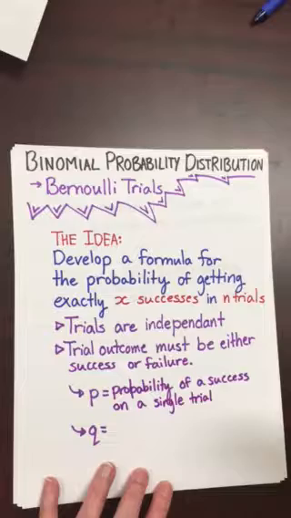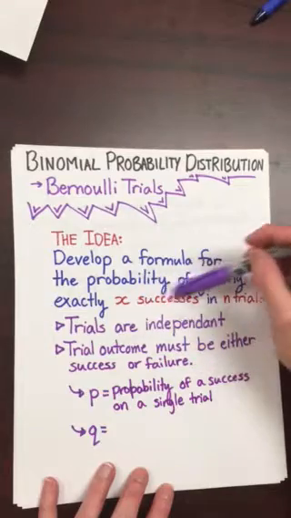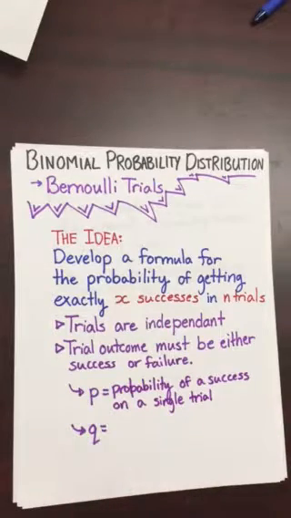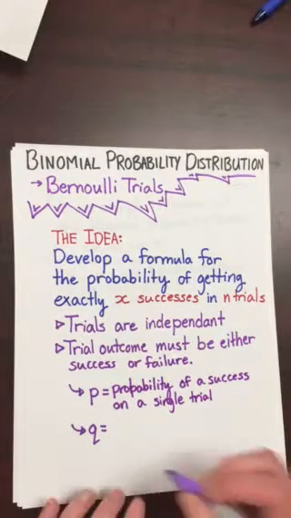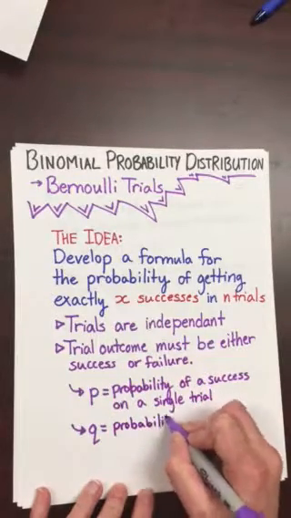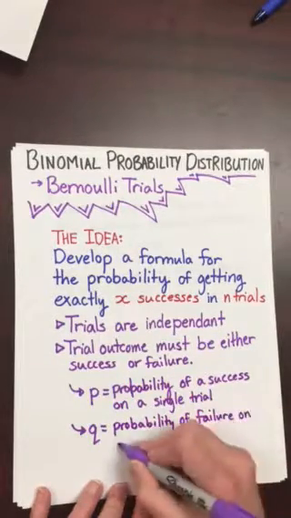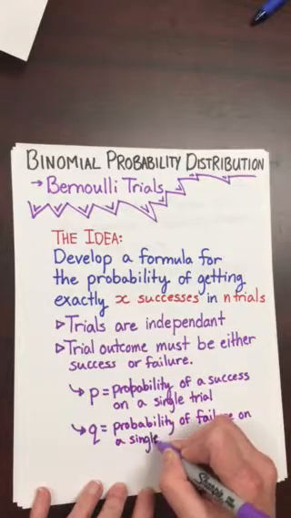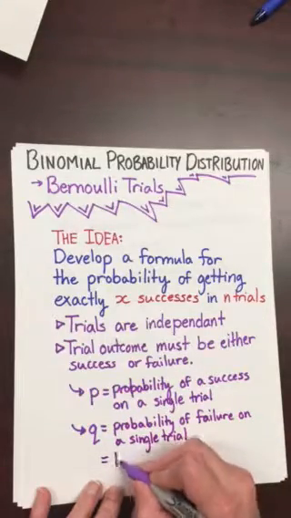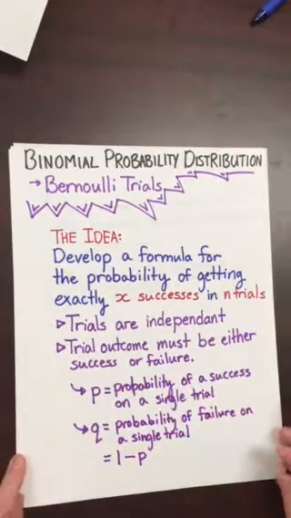Not to be confused with what we're going to call capital P, which is the probability we're solving for here, the probability of getting exactly x successes after doing n trials. Little p stands for the probability of a success on just a single trial. Q is the probability of failure on a single trial. So you can probably guess that if Q is the probability of failure on a single trial, then we can get it by doing just 1 minus p. It's basically not p, or not success, is defined as failure here.